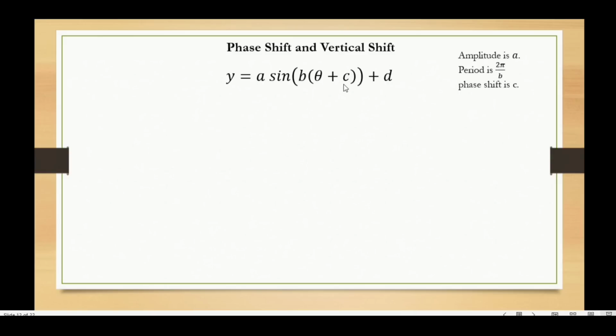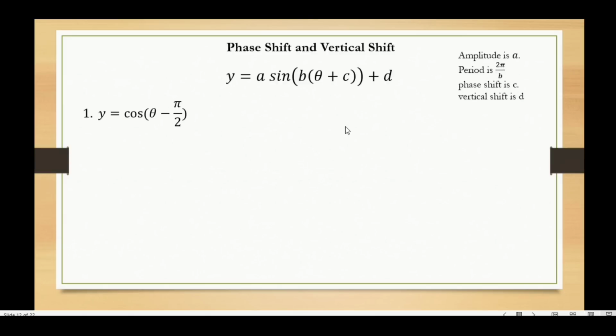Tatandaan nyo class, kapag yung c natin less than 0, kung negative yung nandyan, mag-move tayo kasi magiging positive yun. And then yung vertical shift natin is yung d. So ito class, ang movement nito is to the left and to the right. Pero yung vertical shift natin, yung d, ang movement niya upward, downward.